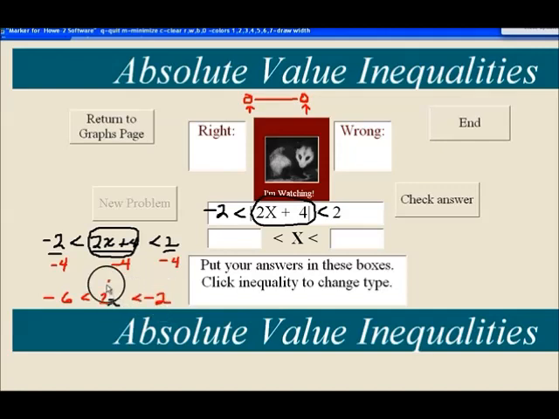Now, I want to get rid of this 2. I bet you could tell me if you were here what to do to get rid of that 2. What is it doing to the x? It's multiplying, so to get rid of it, we would divide by 2.